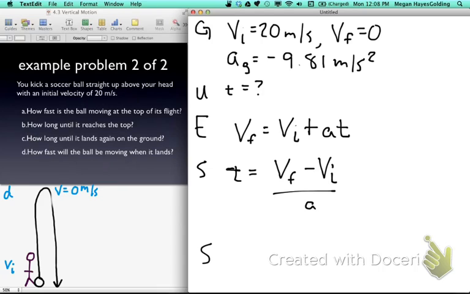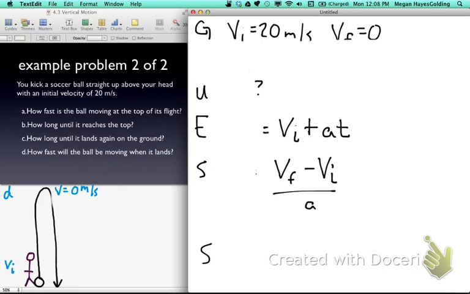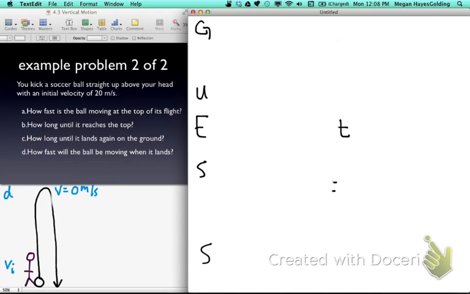How fast will the ball be moving when it lands? Okay, this is where we've got to shift our perspectives. Let's go back to the beginning. What do you want to define as your beginning and ending, initial and final? I'm going to do it this way. I'm going to say the initial velocity is up at the top. And I'm going to say that the final velocity is unknown.